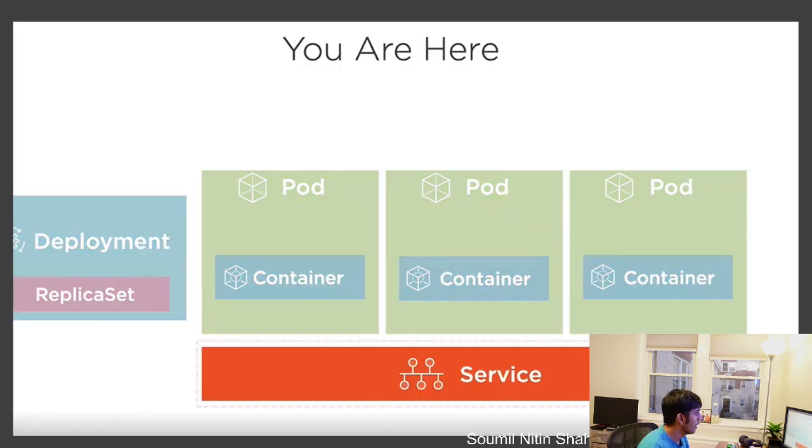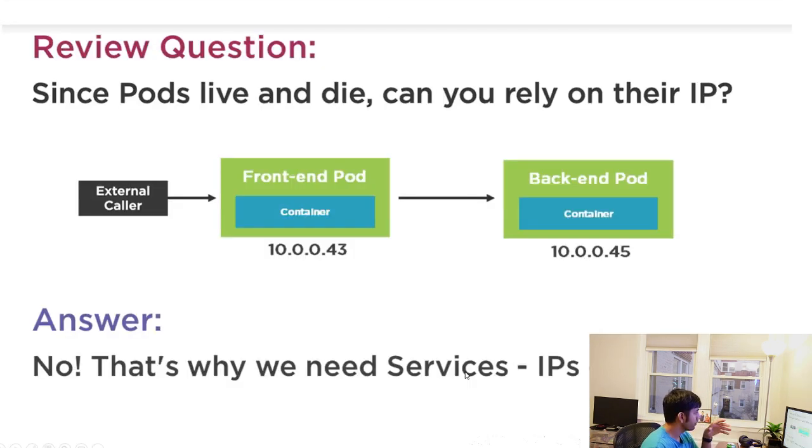Services, I'm just going to cover a little bit about services. It's a little tricky. So now we are at this section of Kubernetes. We saw the containers, we saw the pods, we saw the deployment, we saw the replica set. Now we are at services. Since pods live or die, can you rely on their IP address? You know that the pods die and they're created, they are destroyed. So you cannot rely on their IP address, because when they die or when they are created, the IP address would change, right?